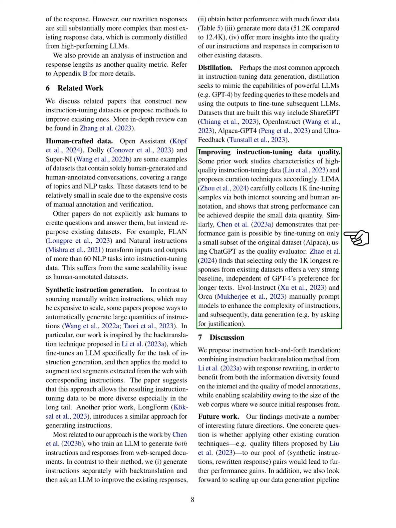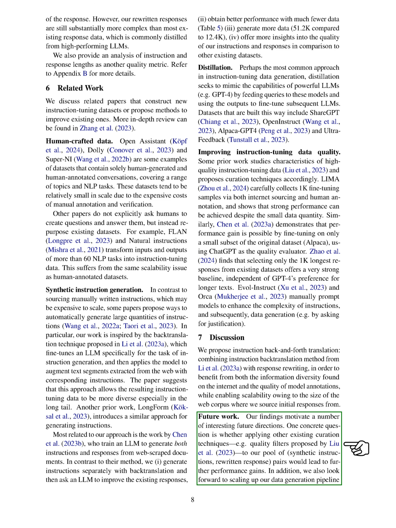In our discussion, we propose a method called instruction back-and-forth translation, which combines instruction back translation with response rewriting. This approach leverages the diverse information available online and the quality of model annotations while allowing for scalability due to the vast web corpus we use for initial responses.